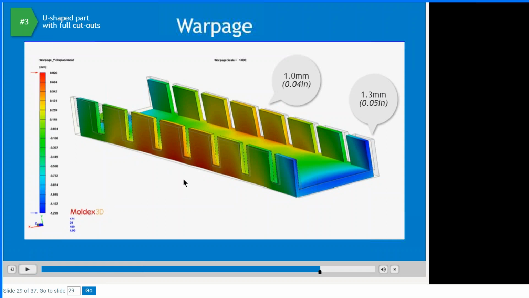Yeah, so one more time. We cut it out all the way to the bottom. Now this base can shrink freely in the length direction. There's no obstruction anymore. This dimension between the cutouts gets smaller, and therefore, the part shrinks more evenly. Small design changes can have a huge impact on how a part shrinks and warps.